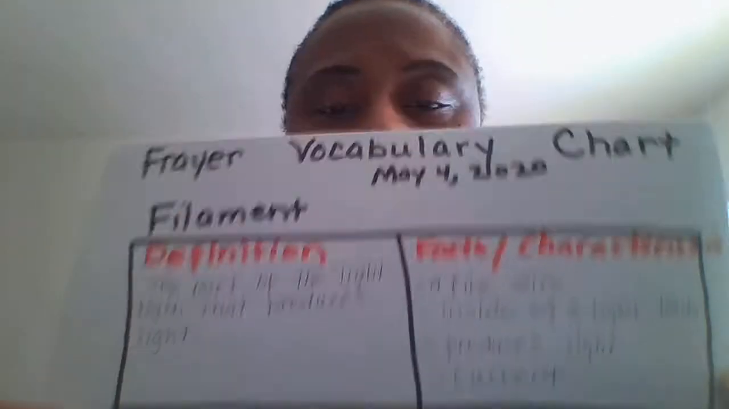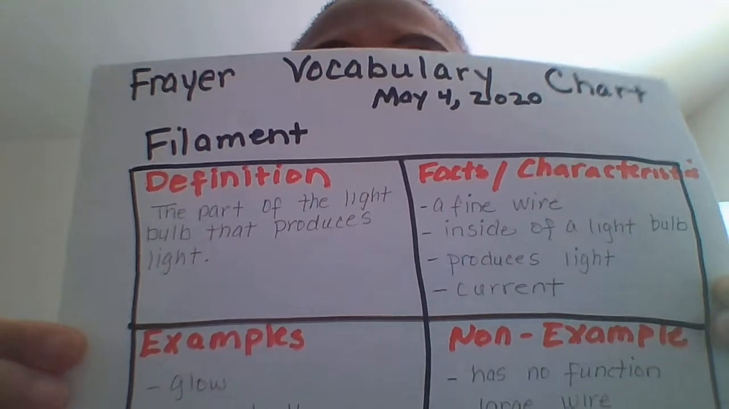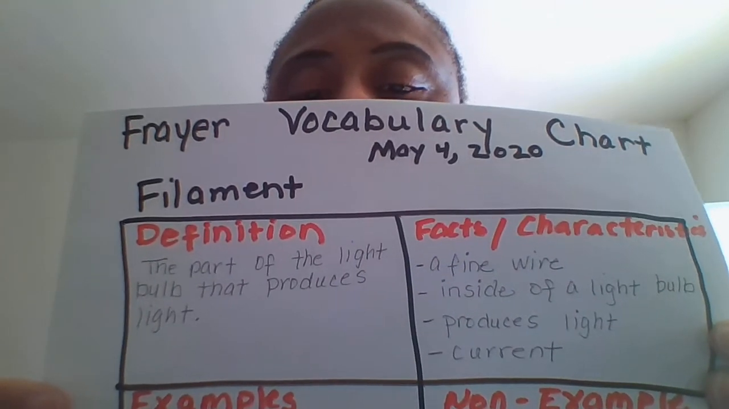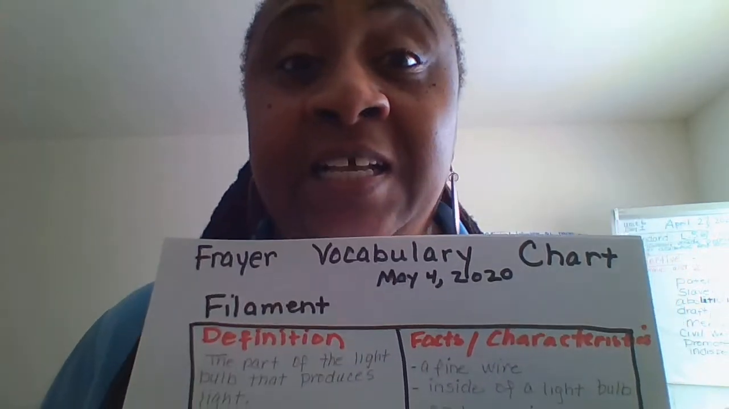So, we're going to use our Frayer vocabulary chart today to define those words, to name characteristics of those words, to give non-examples, and to give examples of each one of those vocabulary words. So let's look at the model chart that I've made for you today. Ta da! Here it is. I have an example here, and I'll model for you what is expected for today's assignment.